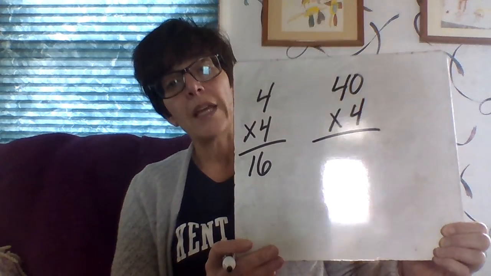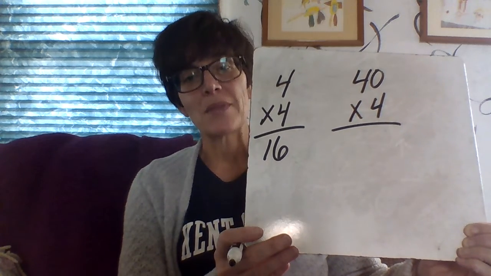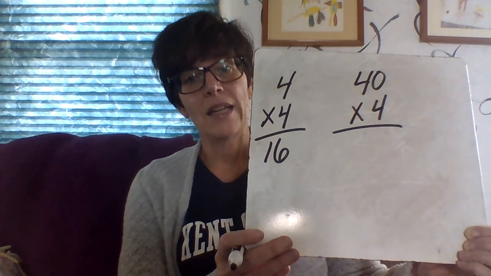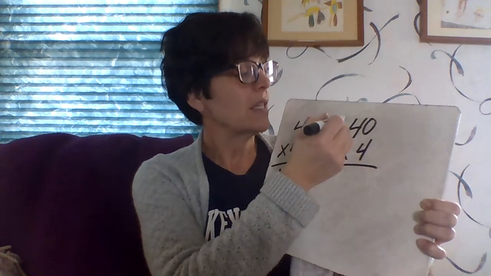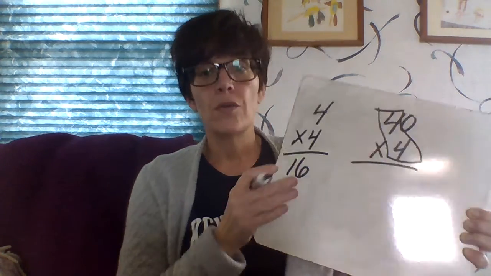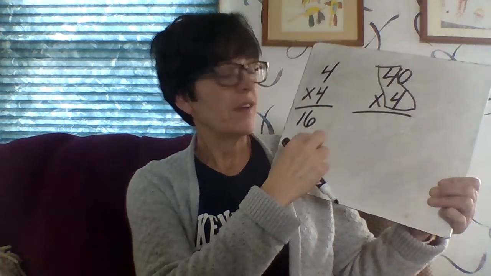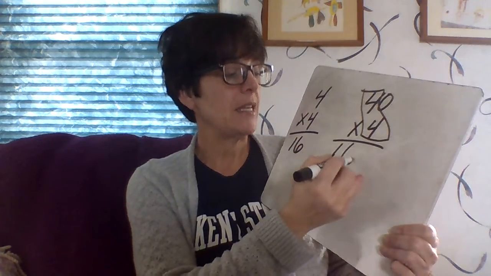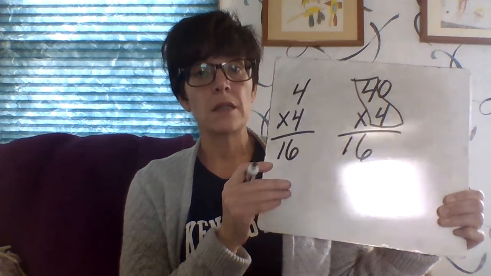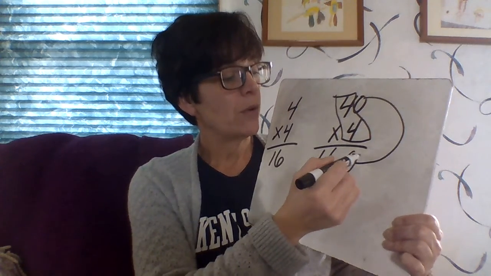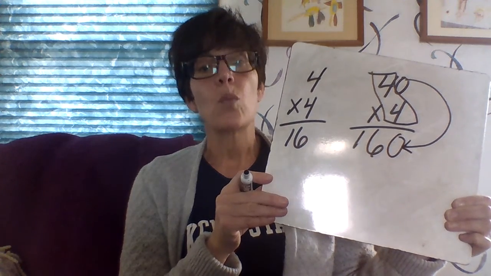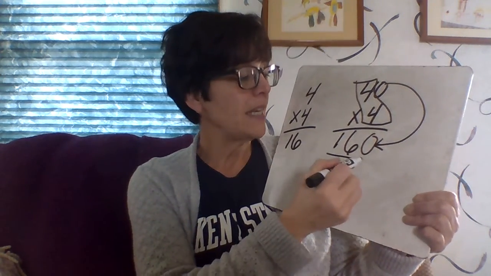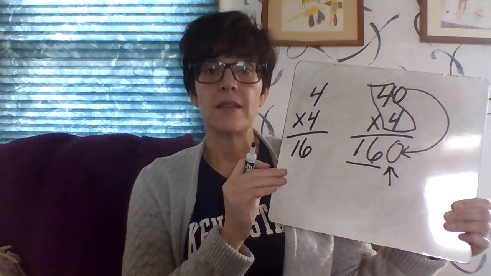Now I want you to write 40 times 4. Where's your basic fact? Your basic fact is right here: 4 times 4. We already figured it out. 4 times 4 is 16. So write down your 16, and then bring your 0 on down. It's 160, or 16 tens. Okay, all right, let's try one more.